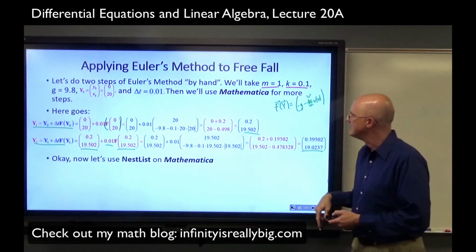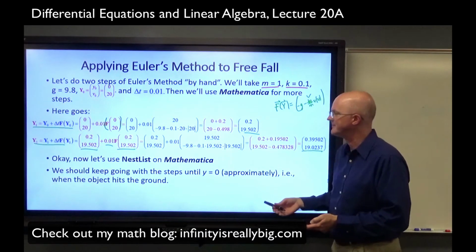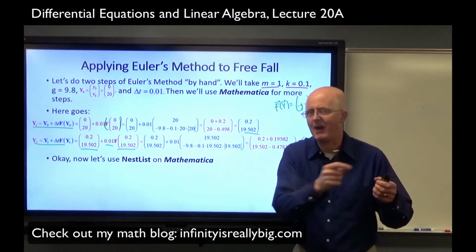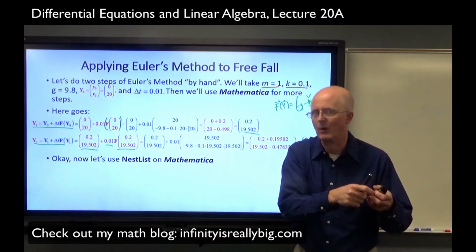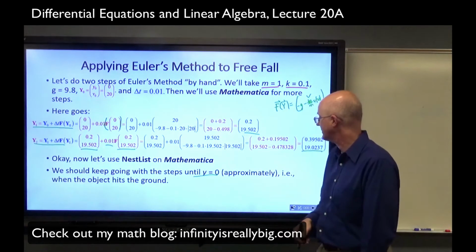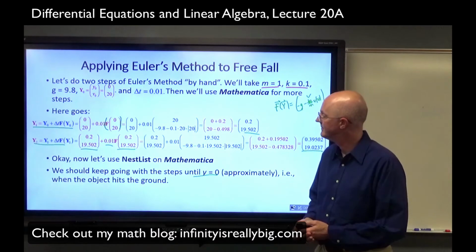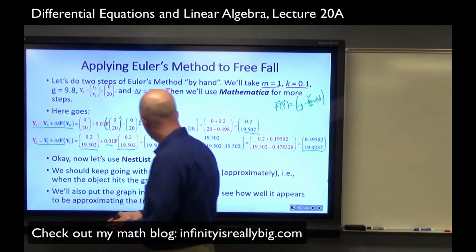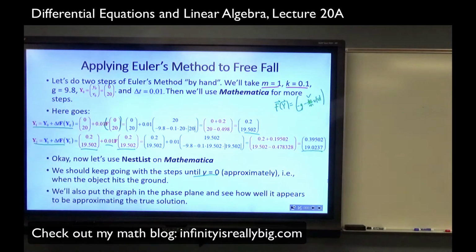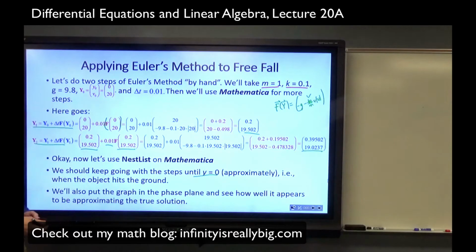Okay. So we're going to use NestList in Mathematica as I've shown you. We could keep going with the steps. Usually when you apply Euler's method, you have an idea of how far you want to go. Where do you want to approximate the solution, at what value of t? But here, it would make sense to me to just keep going until y equals 0, at least approximately, because that's going to be approximately when the object hits the ground, according to the model. We'll also put the graph of the approximation from Euler's method in the phase plane and see how well it appears to be approximating the true solution. Just do a visual check to see if it seems reasonable, at least. Not that it's perfect, but does it seem like a reasonable approximation? So let's go ahead and use Mathematica now.